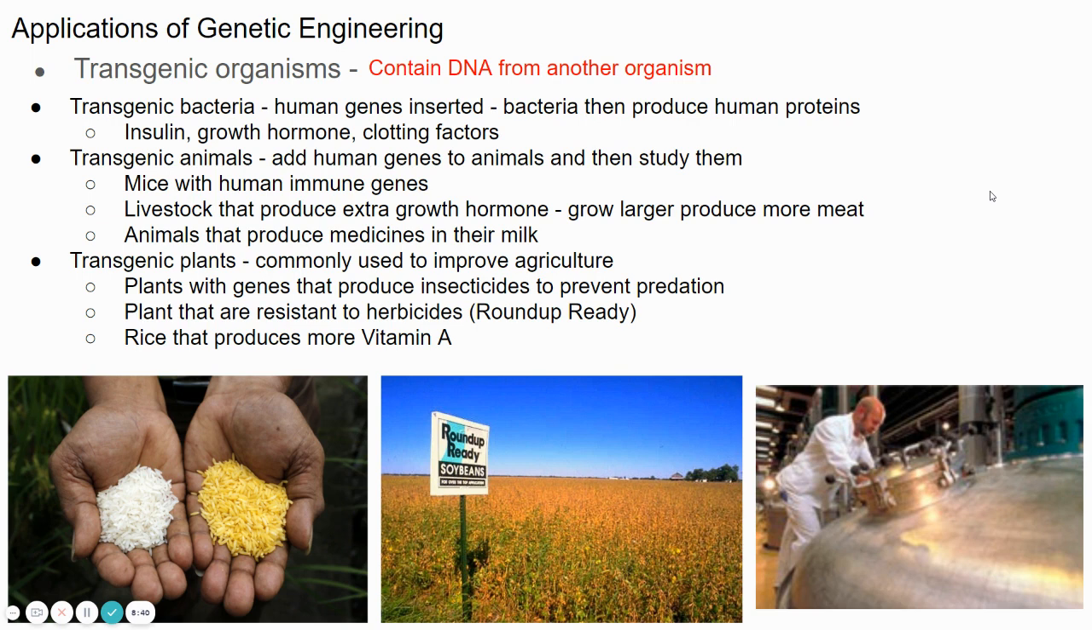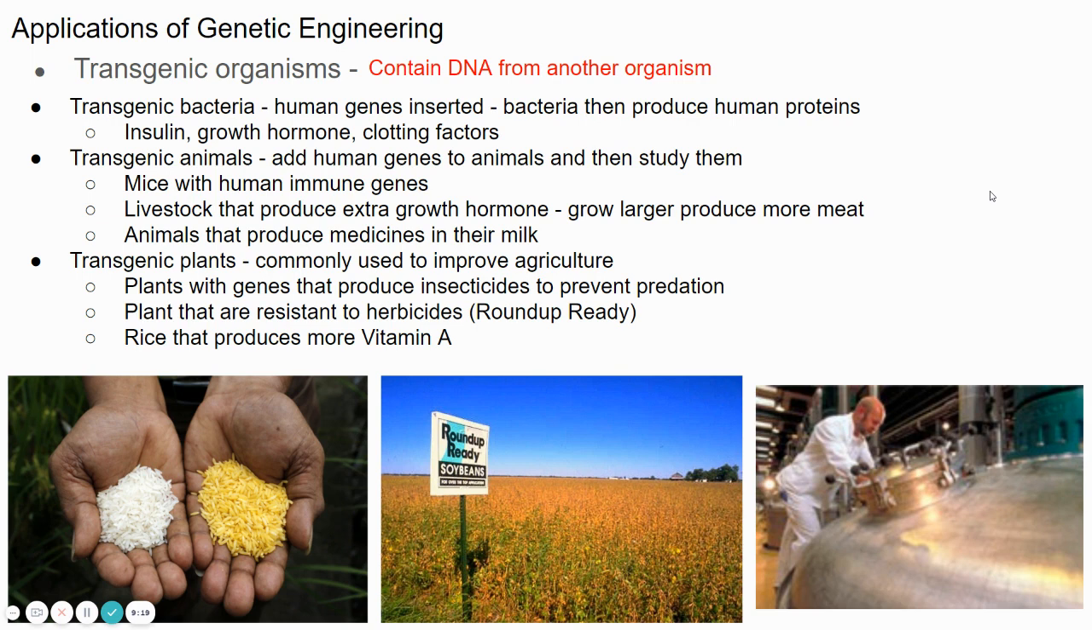Here are some others. Scientists have put human immune genes into mice, and then they can experiment on the mice instead of having to experiment on humans to test different medicines. They have put the gene for growth hormone into livestock, so they grow faster. Yes, so they produce more meat. They can take a gene for a certain medicine and put it into cows so that they actually secrete the medicine in their milk and then it can be extracted.